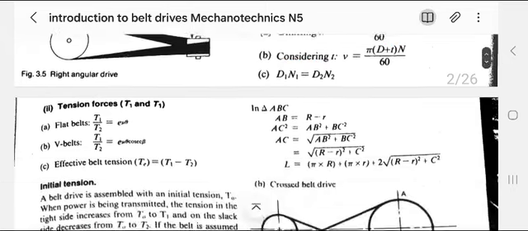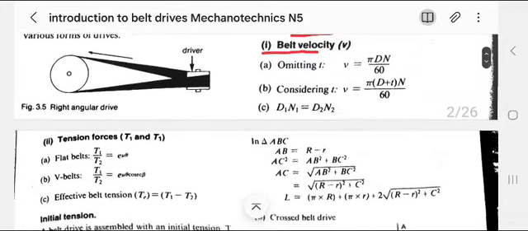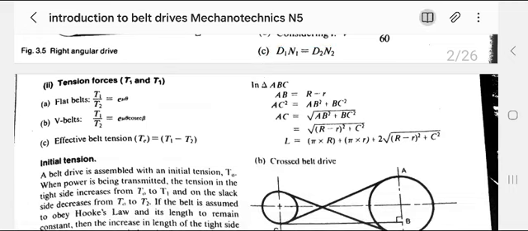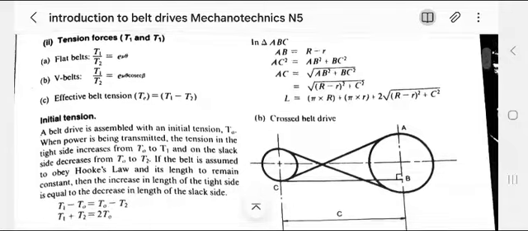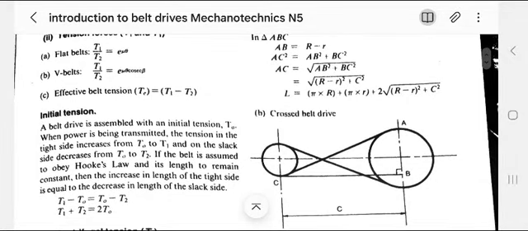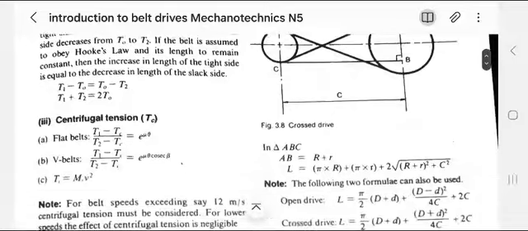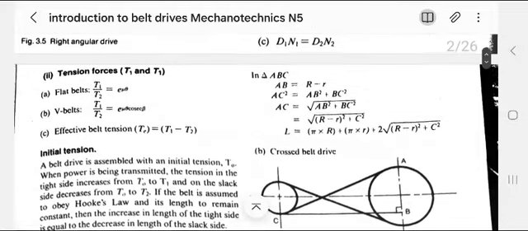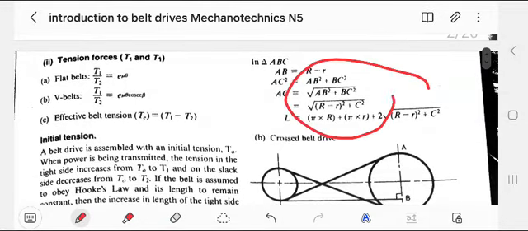This is how you get the speeds. Remember, this is the speed when you are matching two gears. This happens only when we are matching two gears. We understand that it's a gear ratio when you're matching gears.